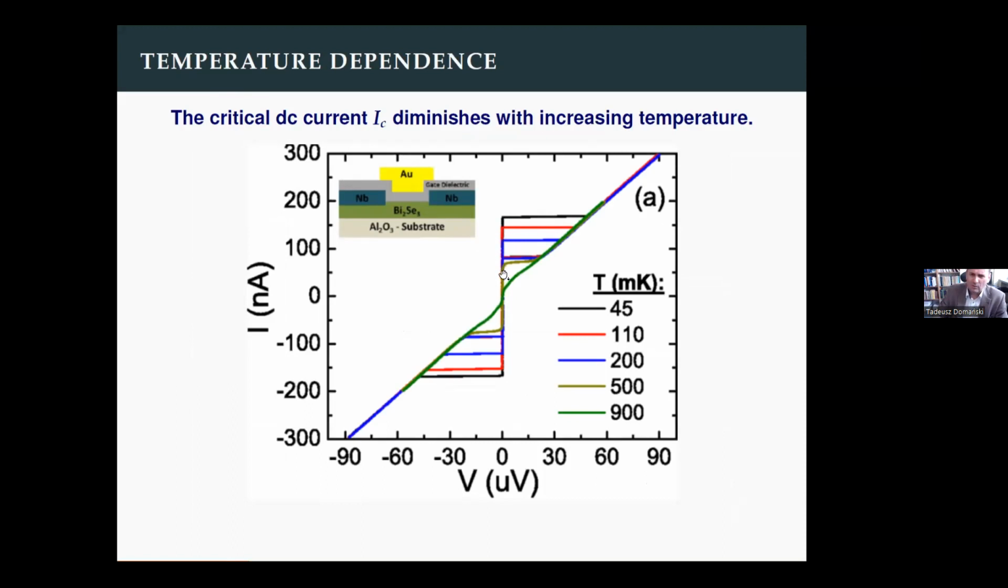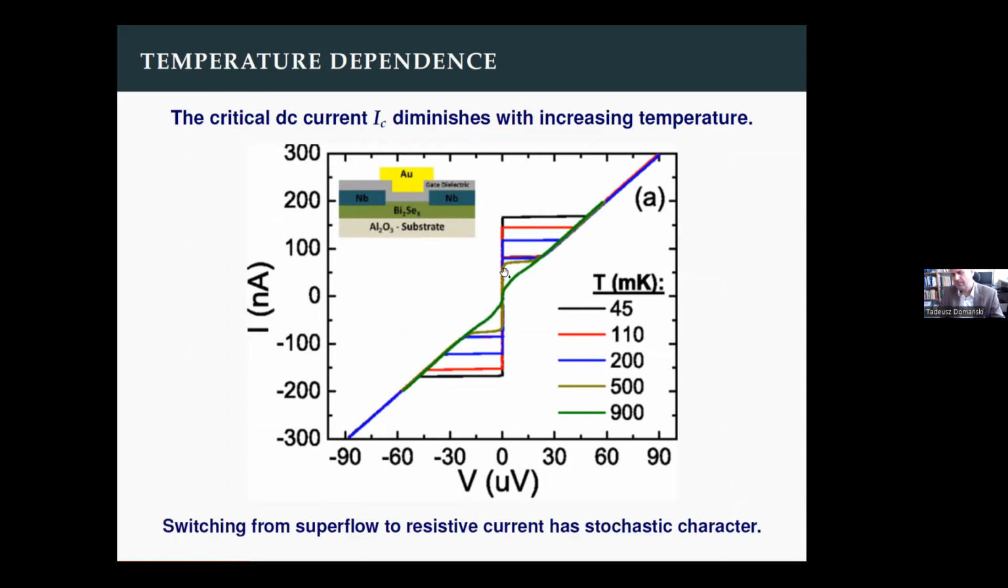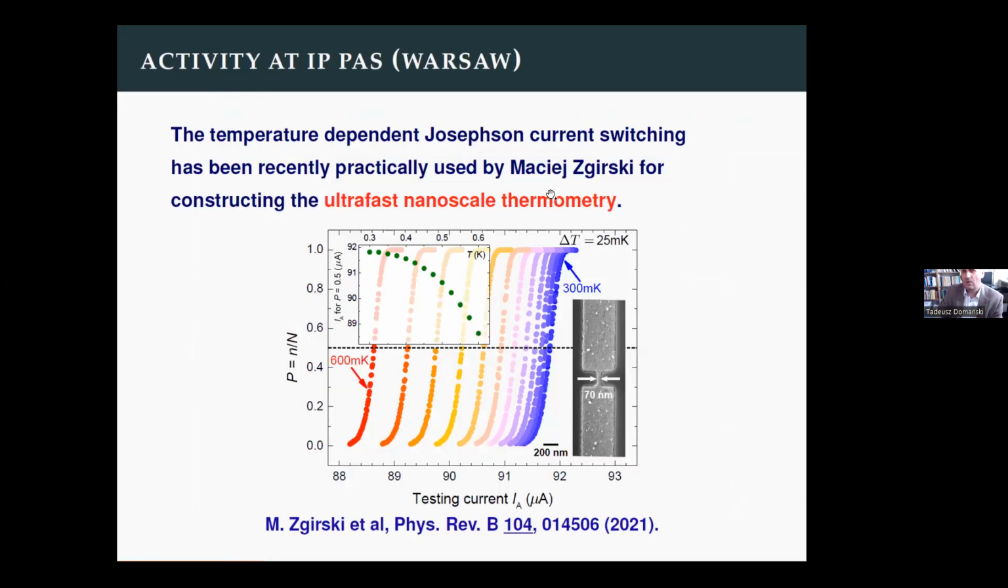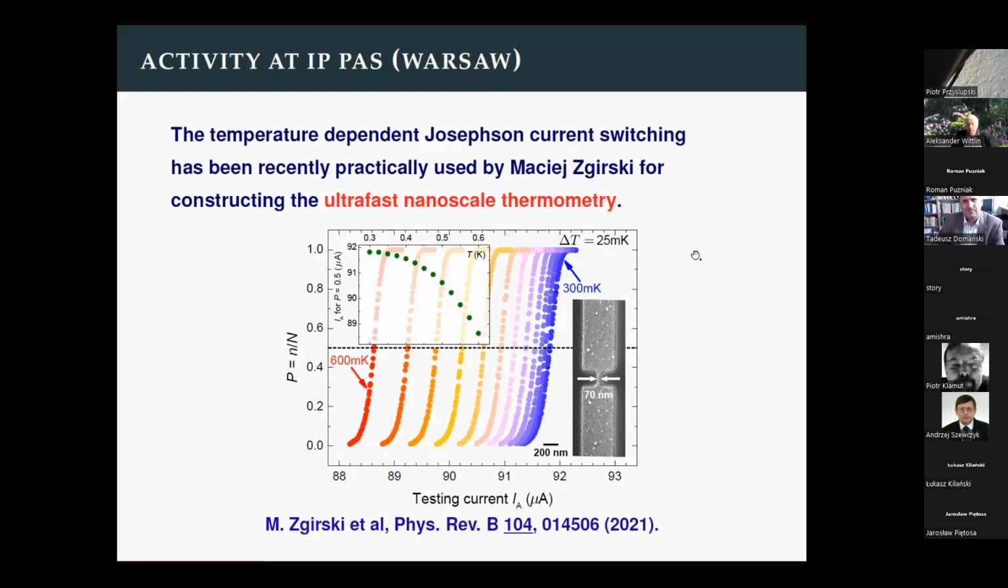Of course, this could be problematic, but some people are clever enough to make practical use of this property. A colleague of yours from the Institute of Physics of the Polish Academy of Sciences, Maciej Zgirski, invented a device which is able to measure temperature with nanosecond precision. So this is ultra-fast nanoscale thermometry, and plenty of other closely related applications.